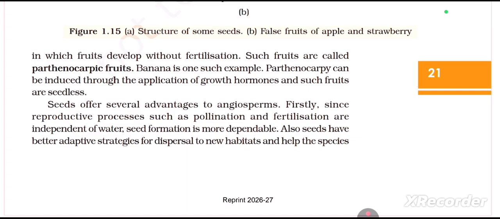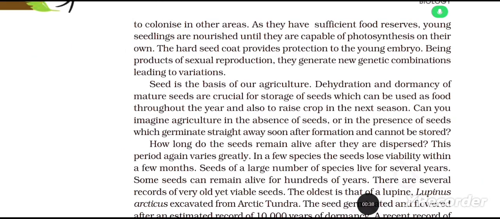Seeds offer several advantages to angiosperms. Firstly, since reproductive processes such as pollination and fertilization are independent of water, seed formation is more dependable. Also, seeds have better adaptive strategies for dispersal to new habitats and help the species to colonize other areas. As they have sufficient food reserves, young seedlings are nourished until they are capable of photosynthesis on their own. The hard seed coat provides protection to the young embryo. Being products of sexual reproduction, they generate new genetic combinations leading to variations.